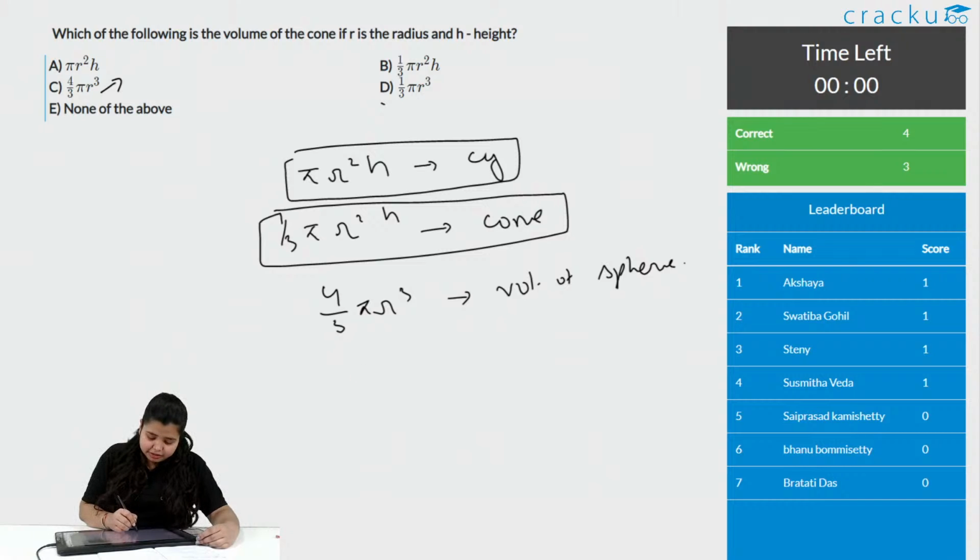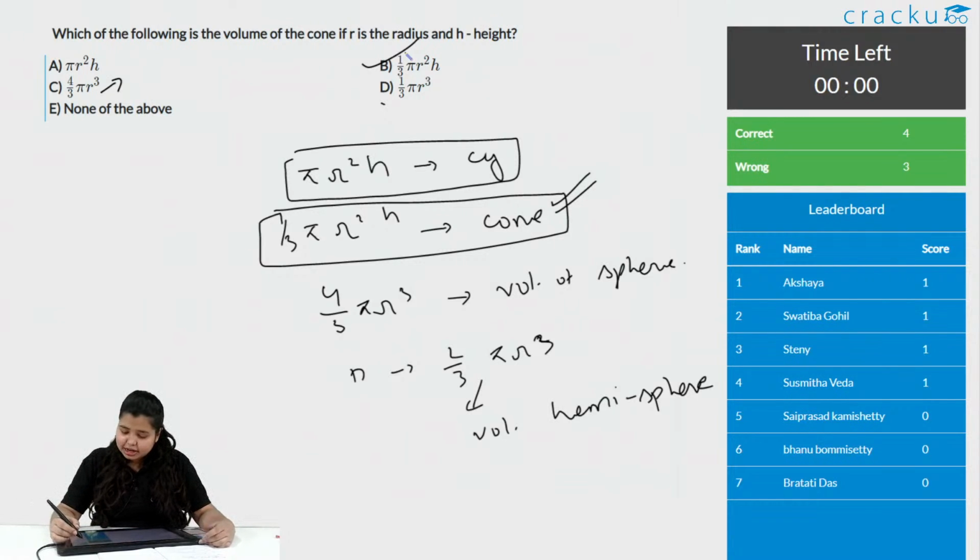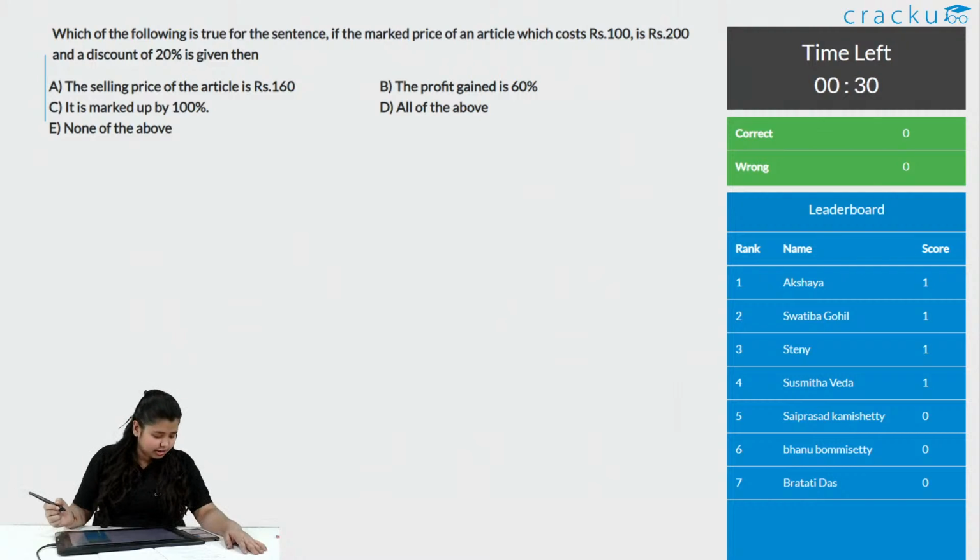And if it were 2 by 3 pi r cube, then this would be the formula for the volume of a hemisphere, that is half a sphere. But here the answer is option B and 4 people got this correct. Let us go to the next question. Again a 30-second timer and an easy question.